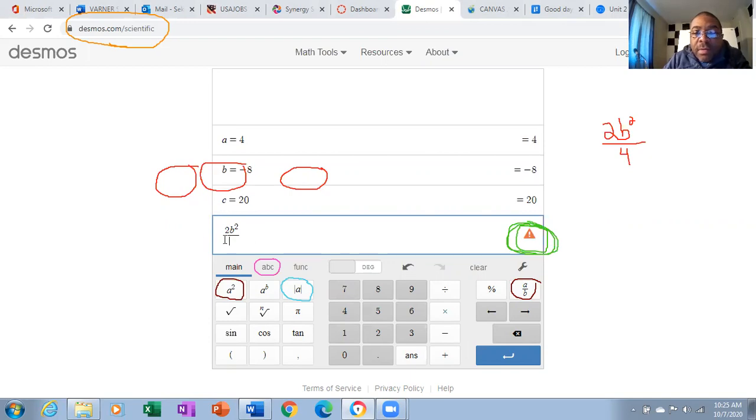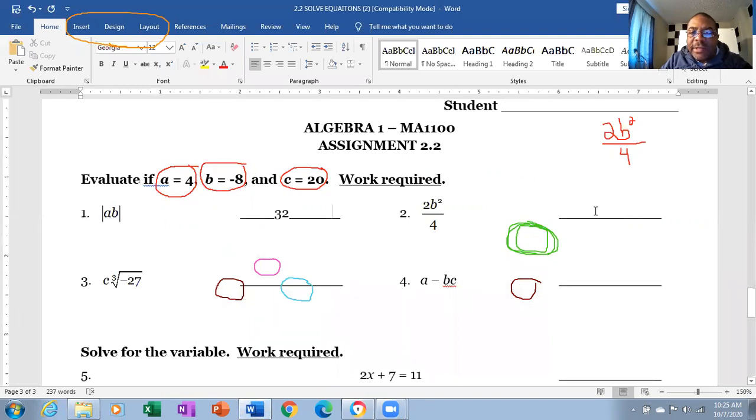And what number goes on the bottom? A 4. So now we can look at the money green, and the answer is 32. All right. Let's do number 3.